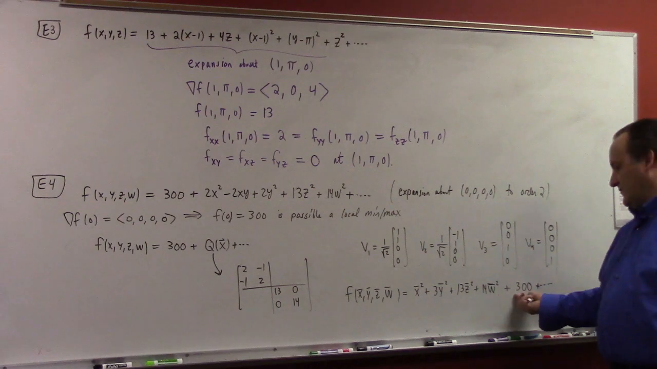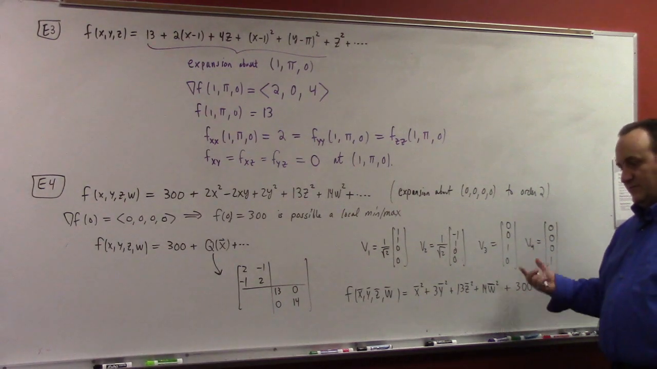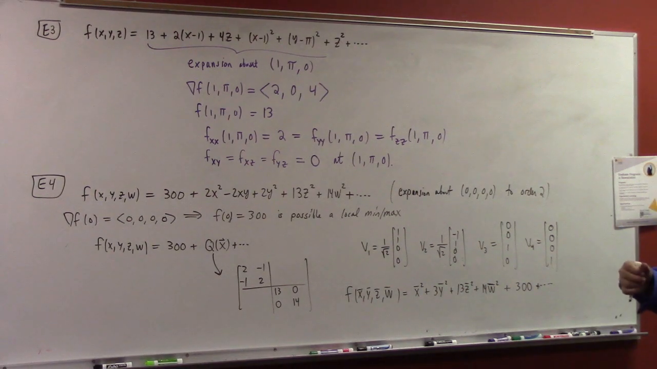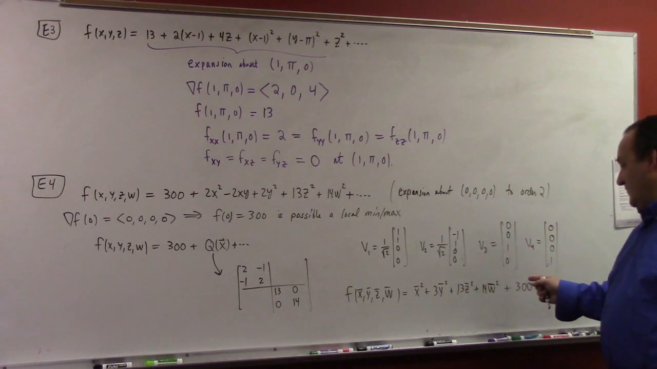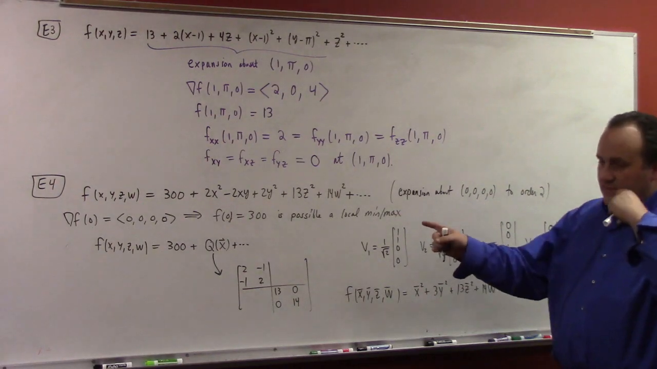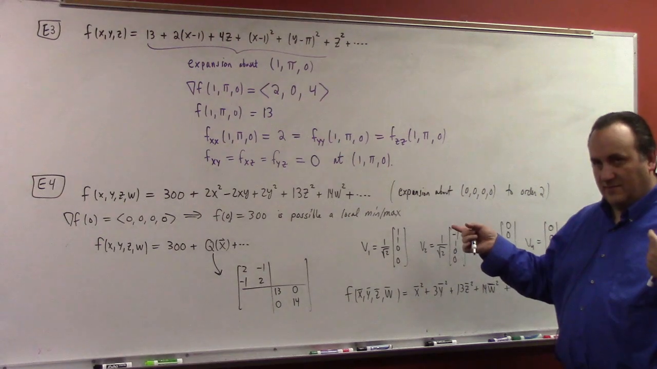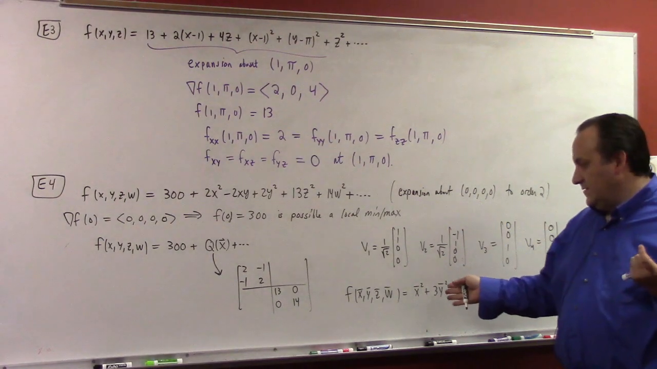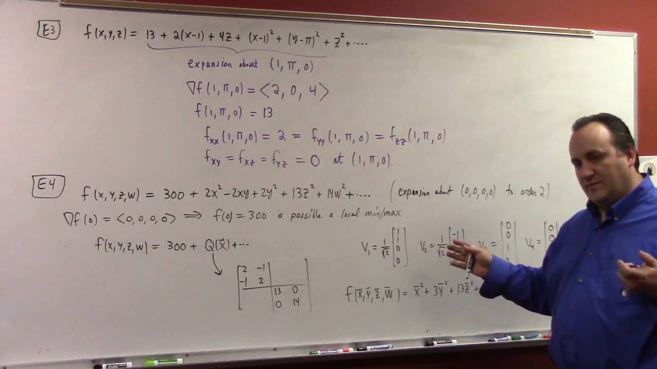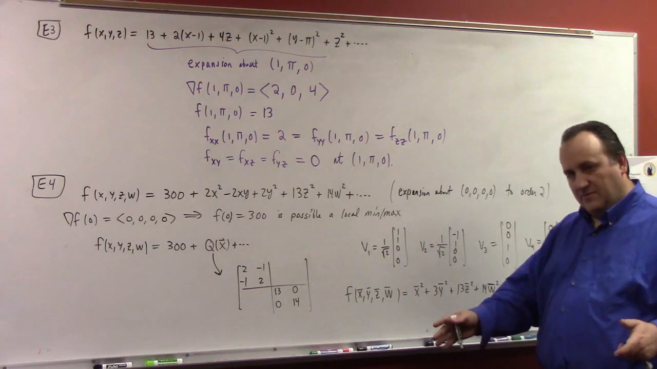But obviously this dominates, right? So f of 0, 0, 0, 0 is 300. Is that a local min or a local max? Local min, that's right, because if you go away from the origin, you're adding this term. Now if you had the situation where you've got one positive and one negative eigenvalue, well then it's neither a max or a min, it's like a saddle. If they're all negative, it's a local maximum, because if you go away from the center, you're dropping down.